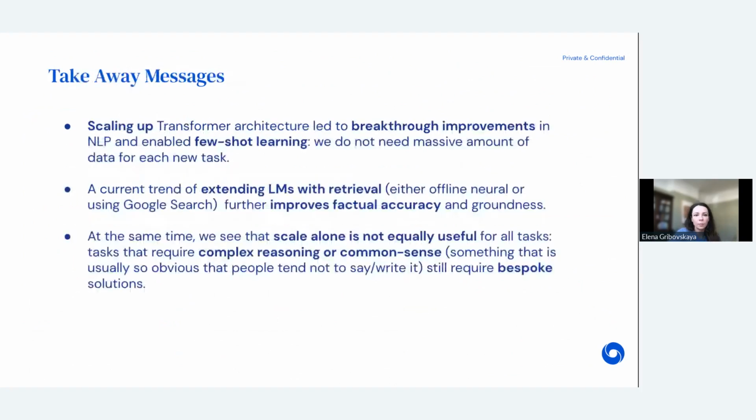Takeaway messages from this part. Scaling up transformer architecture led to breakthrough improvements in NLP and enabled few-shot learning. We do not need a massive amount of data for each new task. The current trend of extending language models with retrieval, either using offline neural retrieval or using Google search, further improves factual accuracy and groundedness. At the same time, we see that scale alone is not equally useful for all tasks.